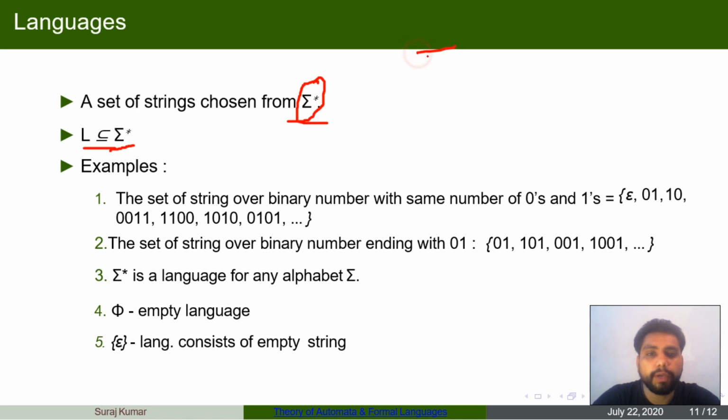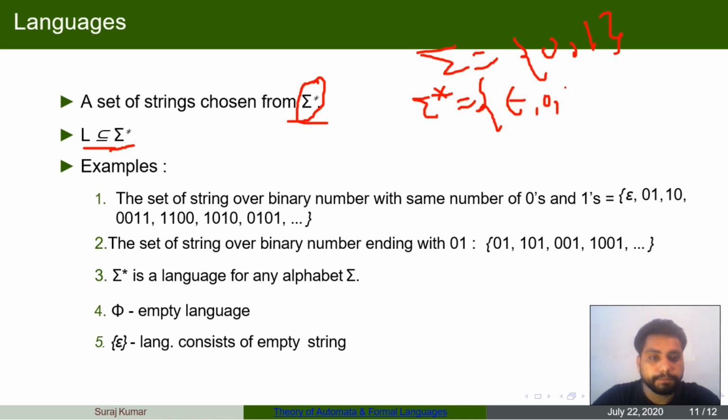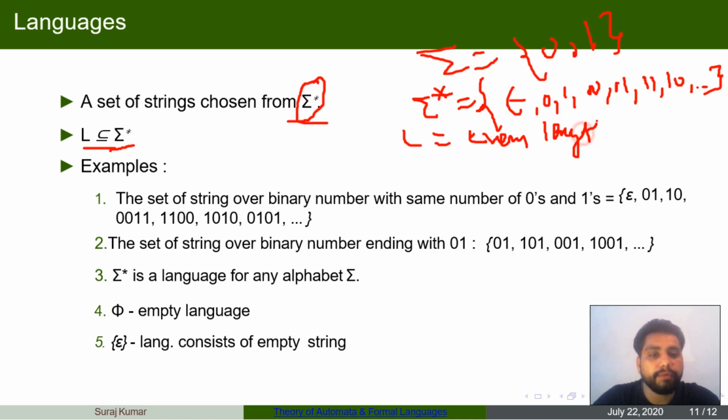Let's take another example. Suppose you have sigma equal to {0, 1}. What will your sigma star be? Sigma star will contain all the strings possible over this: epsilon, then strings of length 1, then strings of length 2, then strings of length 3, and so on. Let's say your language L is even length strings. So I am defining the language as even length strings.